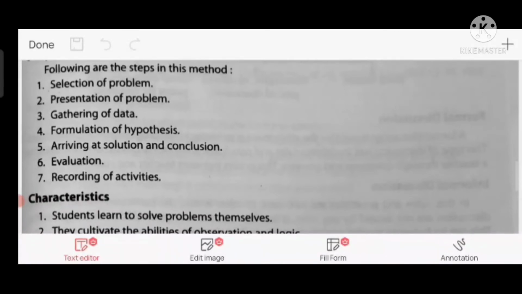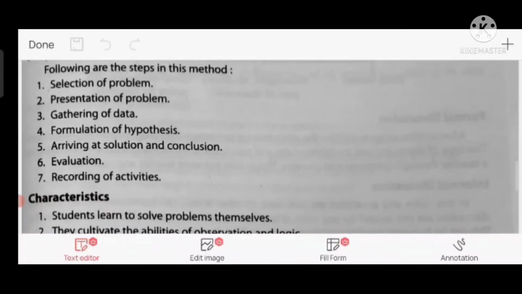After that, we'll see characteristics. Point number 1, students learn to solve problems themselves. Point number 2, they cultivate the abilities of observation and logic. Point number 3, they are able to generalize. Point number 4, they are acquainted with the process of gathering of data, their evaluation and drawing inferences. Point number 5, they learn to use old facts in the context of the new.